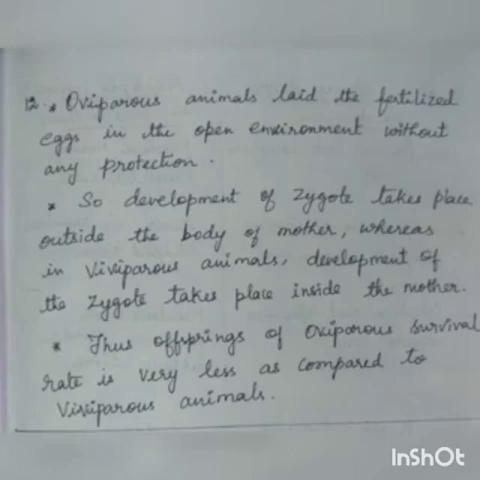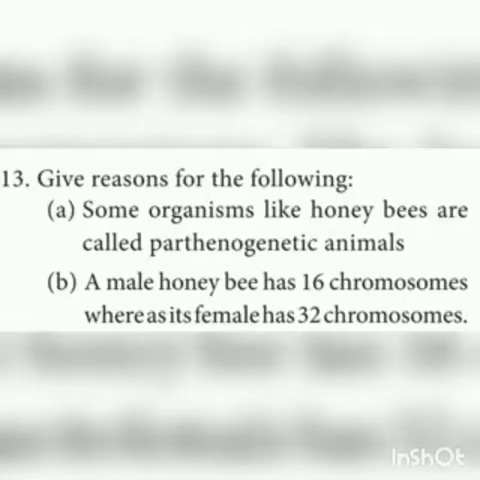The development of a zygote takes place outside the body of the mother, whereas in viviparous animals, the development of the zygote takes place inside the mother. Thus, the survival rate of offspring of oviparous animals is very low when compared to viviparous animals. So if you understand the concept, it will be very easy for you to read. Okay, 13th one, give reasons for the following.